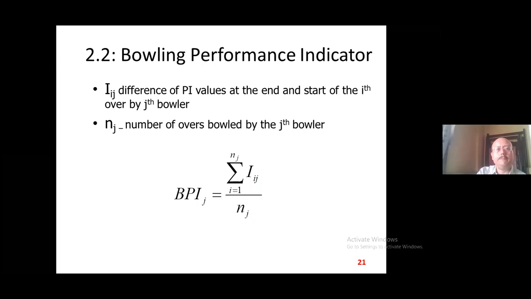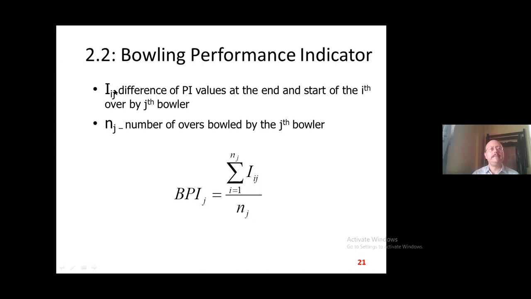Similarly, we can also think of bowling performance. The bowlers also are bowling at different situations, conceding runs or getting wickets, and the valuation of those are also dependent on the situation of the match. So suppose I say that I_ij is the difference of the pressure index values at the end and start of the ith over by the jth bowler.